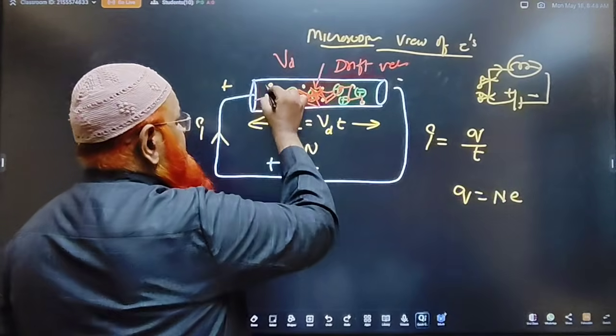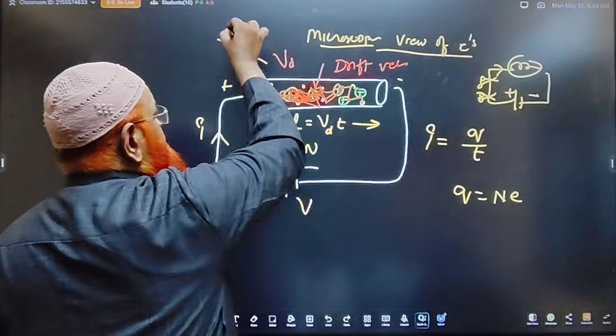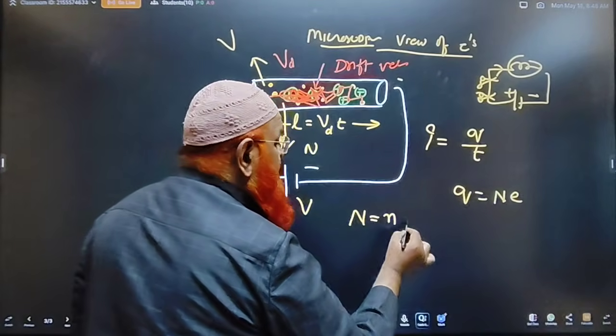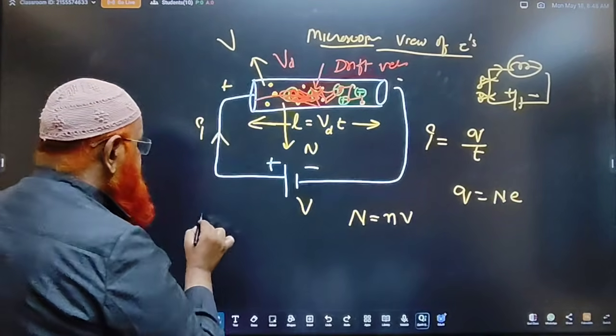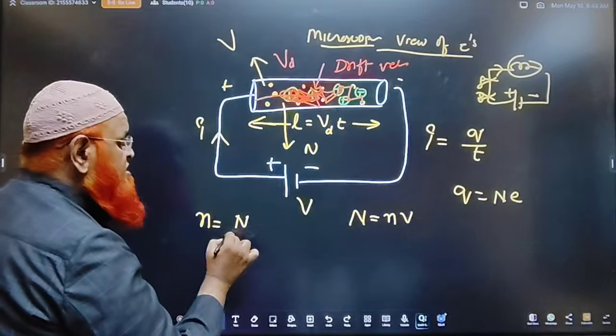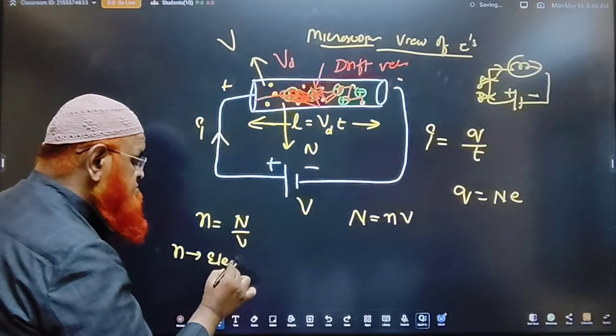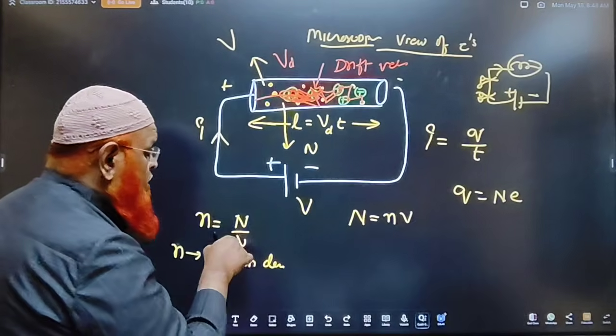Okay. And what is the volume of this cylinder? It is V. So what is capital N actually? Capital N means number of electrons in volume V. Then what is small n? Small n is capital N by V. Small n is called electron density. Electron density. What is the volume?